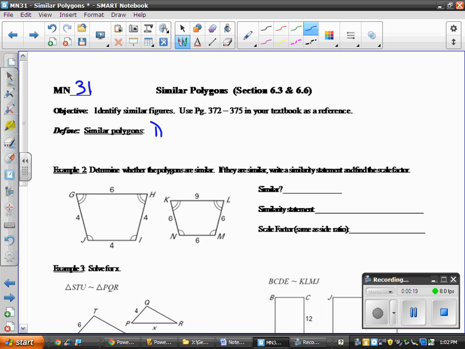The first is that corresponding angles need to be congruent. And that sounds a lot like when we were talking about congruent triangles, where we wanted corresponding angles and sides to be congruent. Well, in this definition, only corresponding angles need to be congruent.